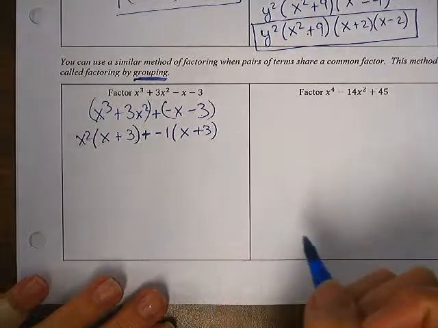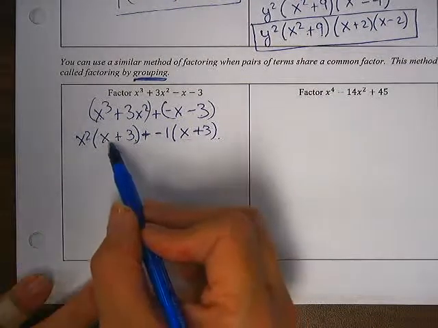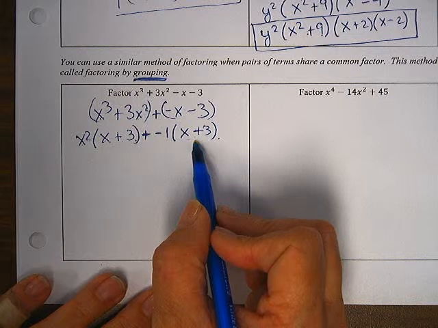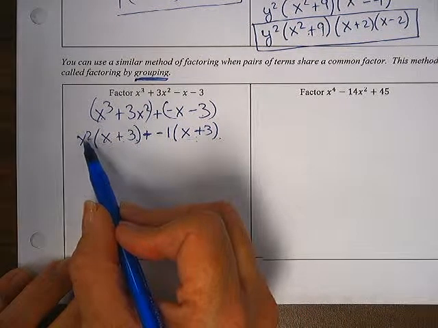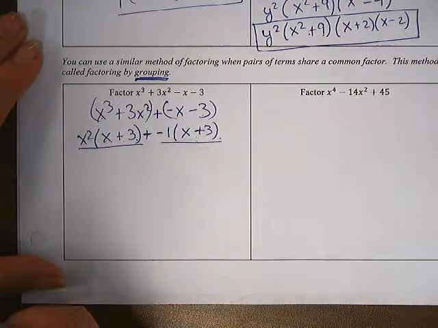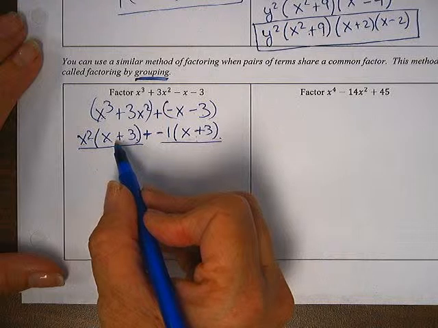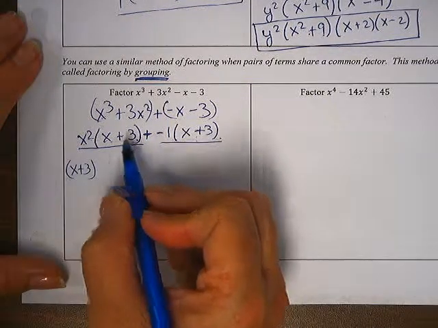So I'm going to look and see, is there anything I can factor out of these 2 groups? And look at that, they both have an x plus 3. So I'm going to factor an x plus 3 out of both groups that we have. Here's one group, here's the second group. So I'm pulling an x plus 3 out of my first group.